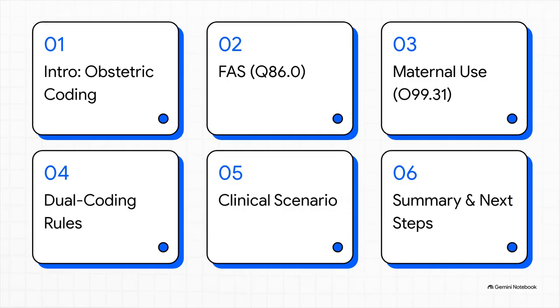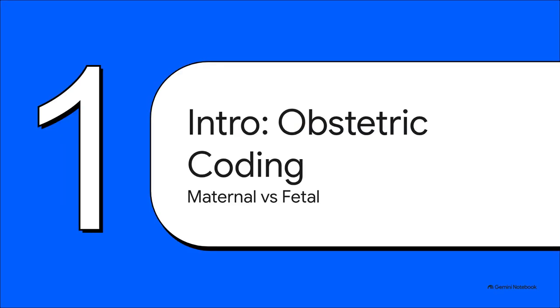Okay, here's our roadmap for today. We'll start with an intro to obstetric alcohol coding, jump right into fetal alcohol syndrome and code Q86.0, and then look at maternal alcohol use under category O99.31. After that, we'll cover the mandatory dual coding rules, walk through a quick clinical scenario together, and finally, summarize our next steps. Right, let's get things off with Section 1, an intro to obstetric alcohol coding.